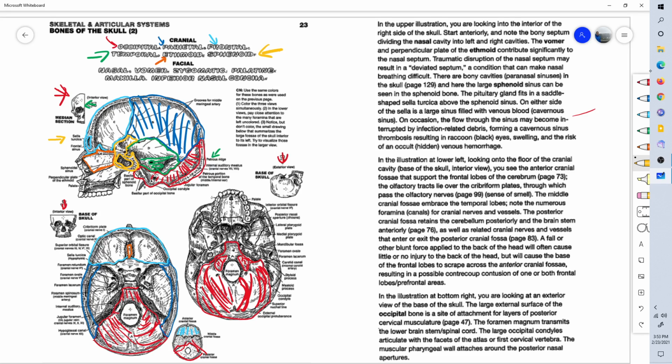Let's take another look at the sphenoid. Here you can see its wing-like shape. You can't see all of it from this view. You can see its larger wing-type shape here.